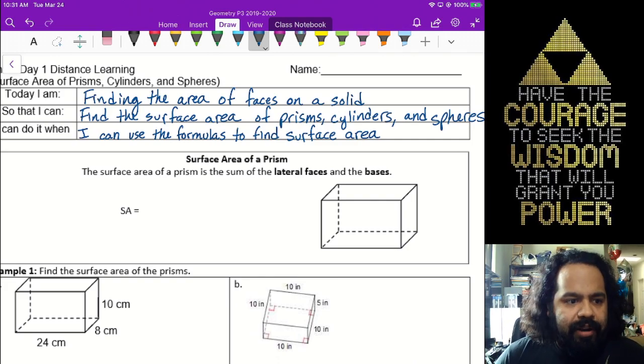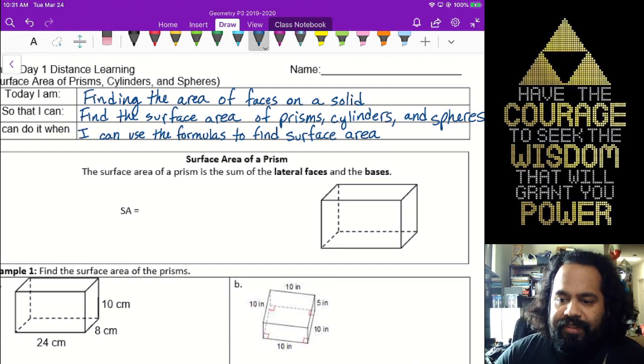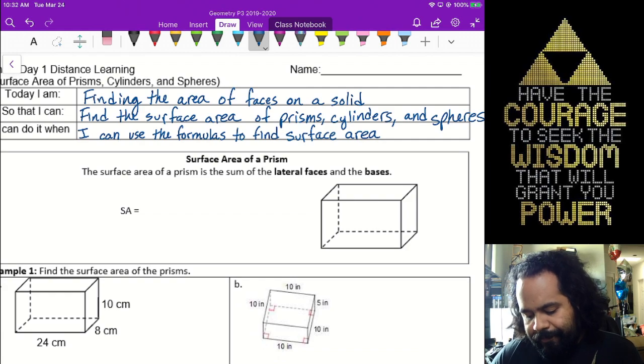Today we're finding the area of faces on a solid, and once we find those faces, it'll allow us to find the surface area. We're going to focus on 3 solids today: prisms, cylinders, and spheres. We'll be able to do this when we can show that we know how to use the formula. So that's our goal. Hopefully you're good to go. Let me know if you have any questions. We're just going to jump right into it.